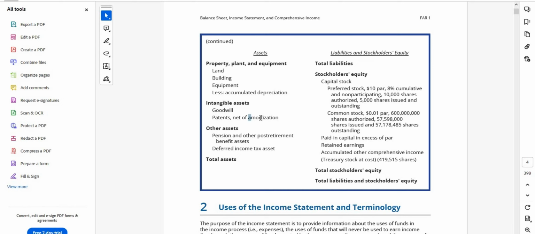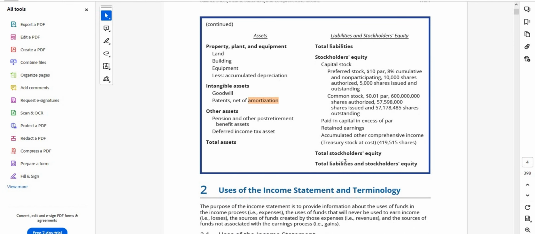Amortization is the term which goes with intangible assets, and impairment is the term which goes with assets. Other assets have pension and other post-retirement benefit assets, deferred income tax assets. On the liability side we have shareholders' equity, capital stock, preferred stock, common stock. All the stocks, treasury stock, are on the liability side.